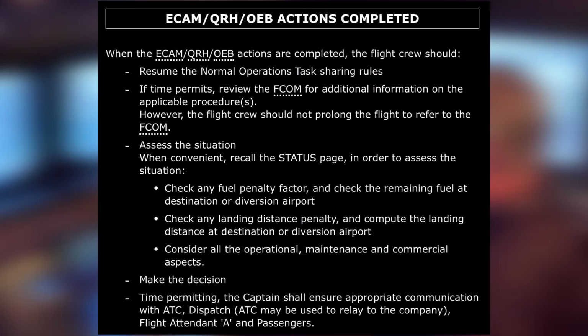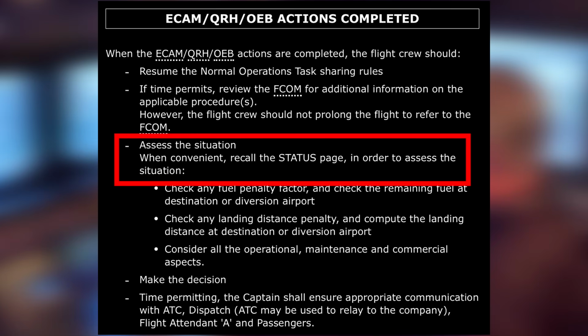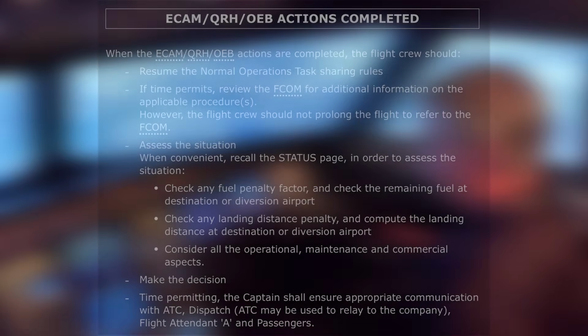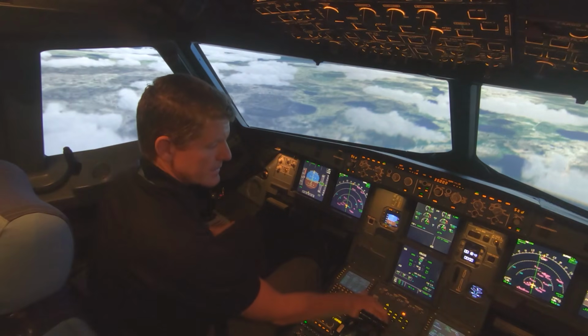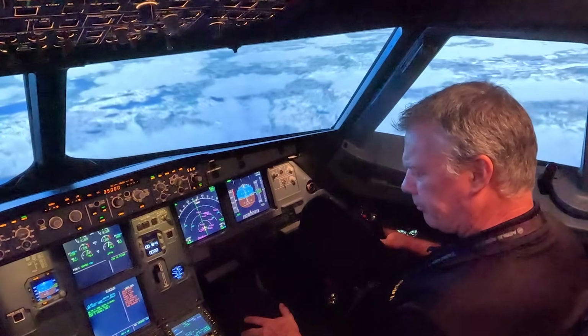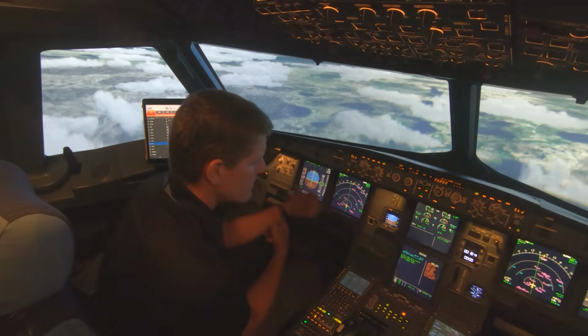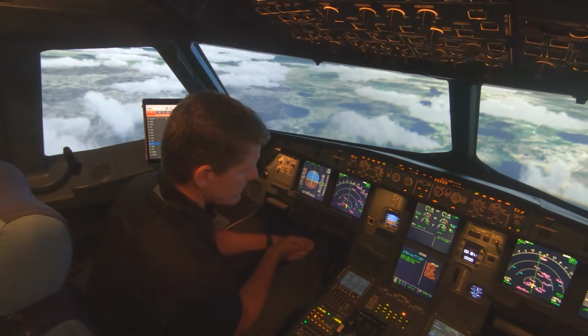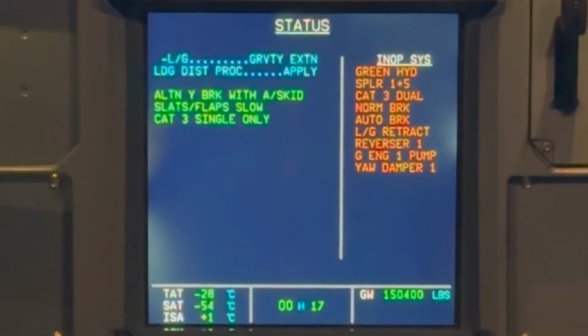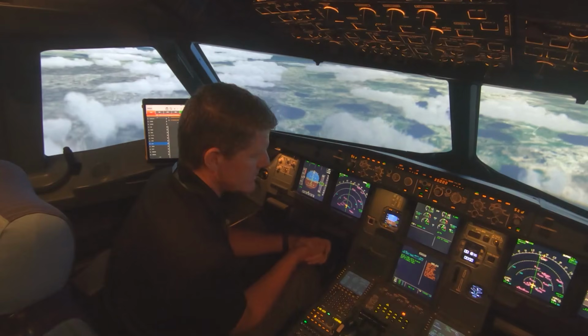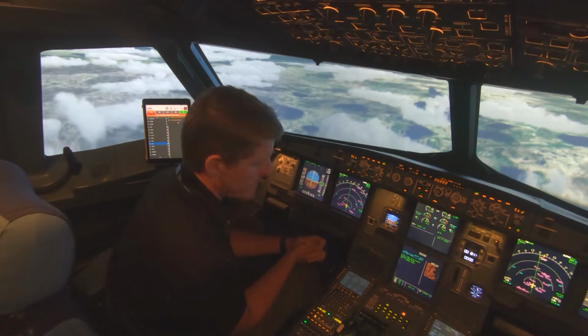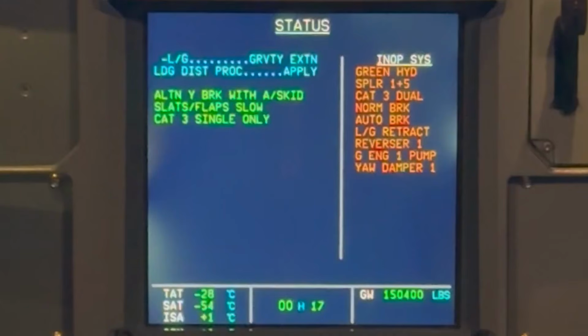Now that the FCOM has been reviewed, Neil will continue on to review the status page. Let's recall the status and assess the situation to make a plan. Okay. Gravity extension, we'll review that. Landing distance procedure, we'll apply this ECAM to FlySmart. Alternate yellow brakes with anti-skid.